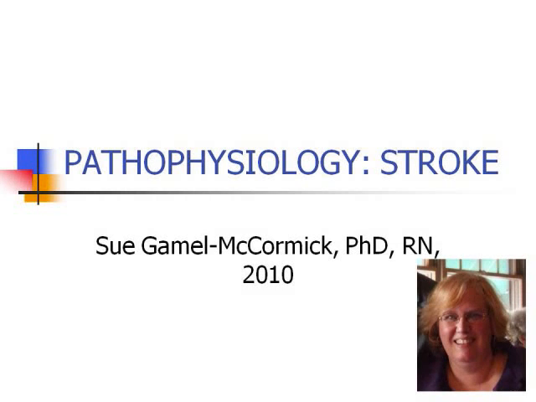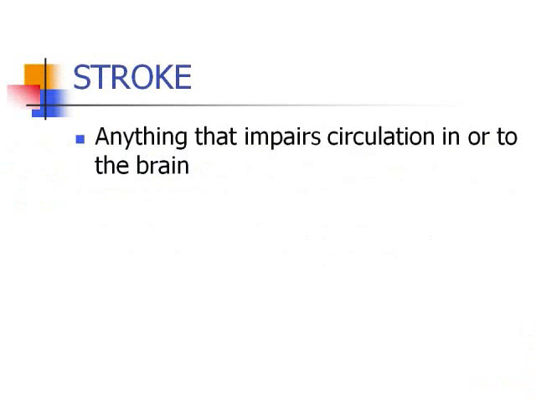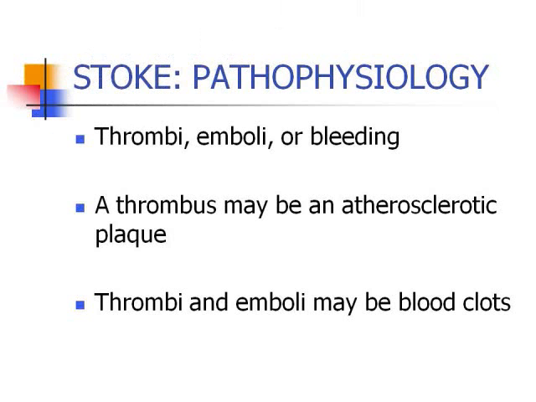Stroke. A stroke is anything that impairs circulation in or to the brain. That may be caused by thrombi, emboli, or bleeding. So we're talking clots that form in the brain, clots that travel to the brain, or bleeding within the brain.